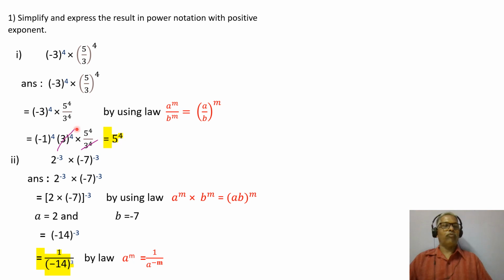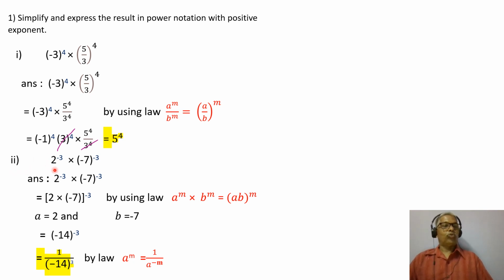3 raised to 4 and 3 raised to 4 in the denominator will cancel, and minus 1 raised to 4 will be 1, and we are left with 5 raised to 4. And we have to express this in power notation like this, and that too the exponent or power should be positive. This is positive, so our job is over. Check for the second one.